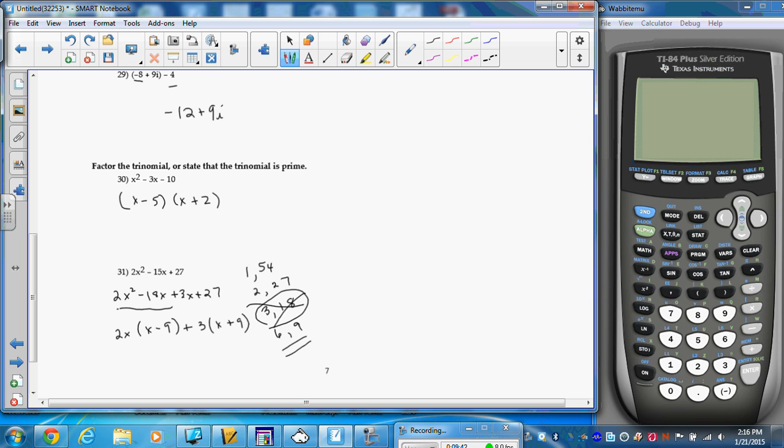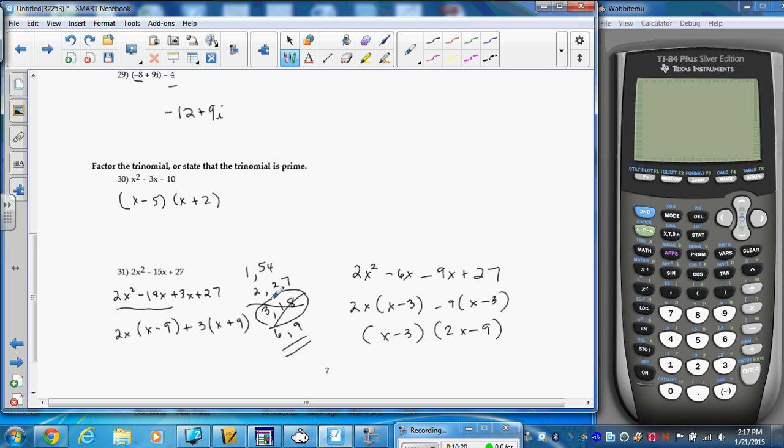So we're going to try this because 6 and 9 also gives us 15. So we're going to try 2x squared minus 6x minus 9x plus 27. And so the common factor here is 2x. So 2x times x minus 3, minus 9 goes into both of those. And so this would be x minus 3 as well. So now it's matching up. So x minus 3 and 2x minus 9 is the way to factor that.